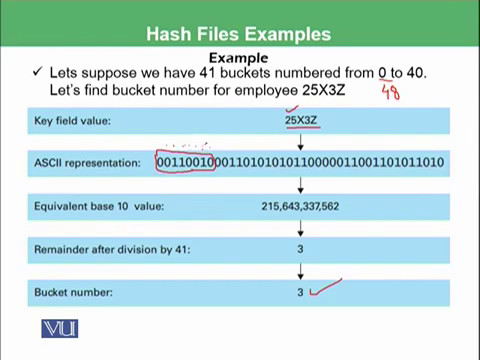This is one of the modules in which we explained all of these things at the start of the course. When we have formed the ASCII representation, we convert it into its base 10 equivalent value, and then we divide to take a remainder. In this example, we have taken the remainder with 41, supposing that we have 40 buckets ranging from 0 to 40. This value has given us 3, and this 3 is the bucket number where it should be stored.